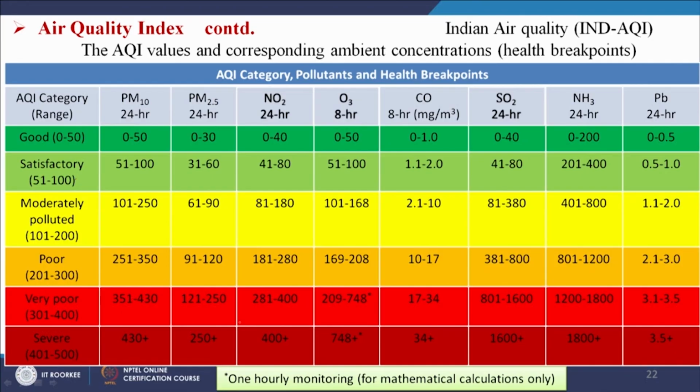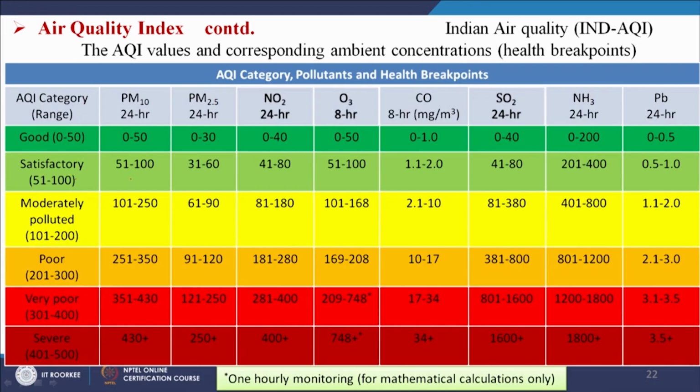Okay. So, we have to get the index and then the sub-index, and then the maximum value of those sub-indices will be the AQI for the Indian context. So, here some breakpoint values are given. For example, for PM10, the range is 0 to 50, when the AQI range will be 0 to 50.